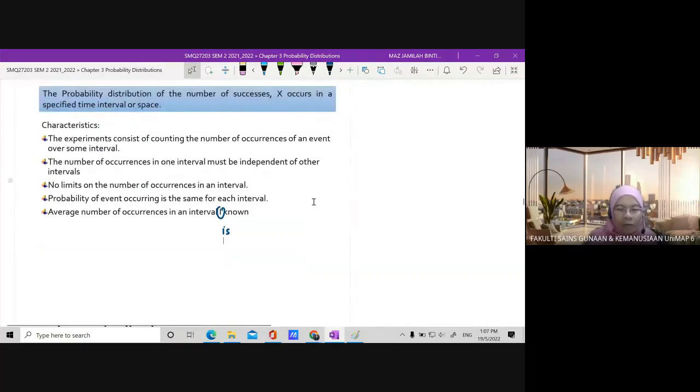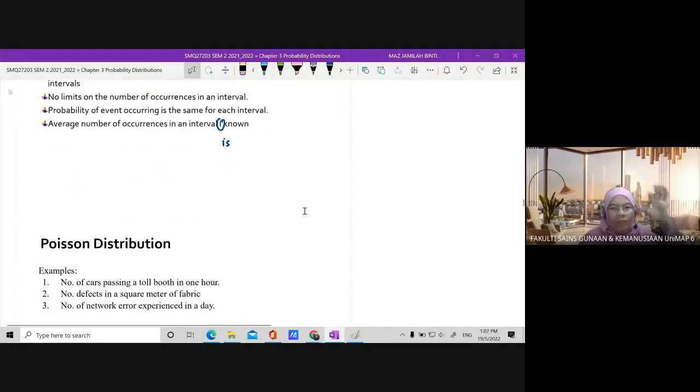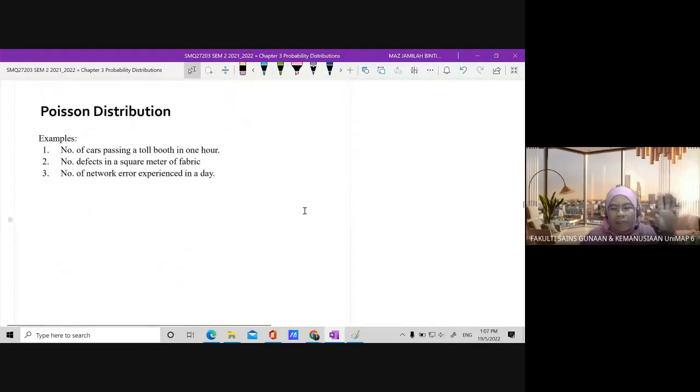As usual, we begin with the definition, the characteristics, and then how we can find the probabilities. Let's talk first about examples of Poisson distribution. For example, the first one is the number of cars passing a toll booth in 1 hour. So the interval is 1 hour. Most of the time the interval will be at the end of the sentence. In the interval of 1 hour, how many cars pass the toll? That will be the number of successes.